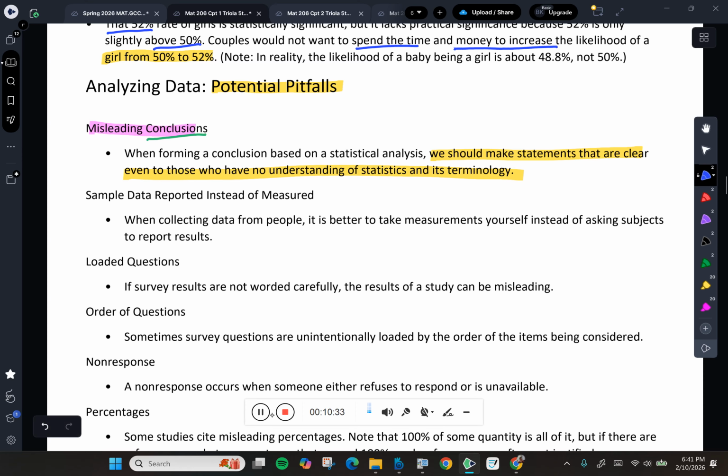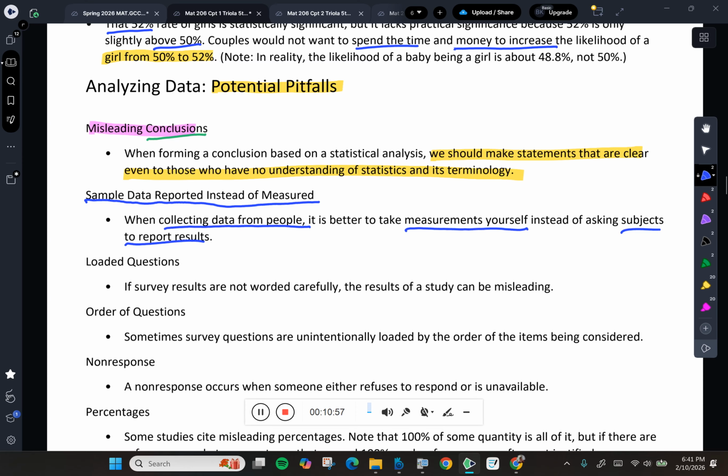Sample data reported instead of measured. This is a problem with data. When collecting data from people, it's better to take the measurement yourself rather than asking the subject to report the data. If you ask someone how tall they are versus actually measuring how tall they are, which do you think is going to give you more accurate data?